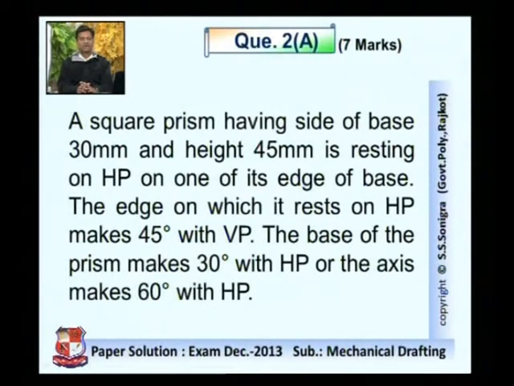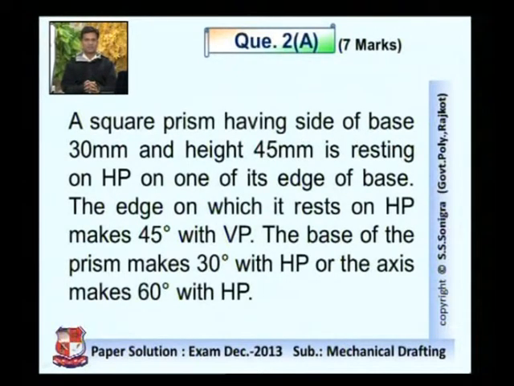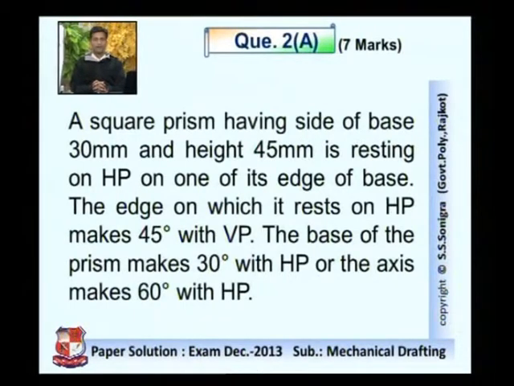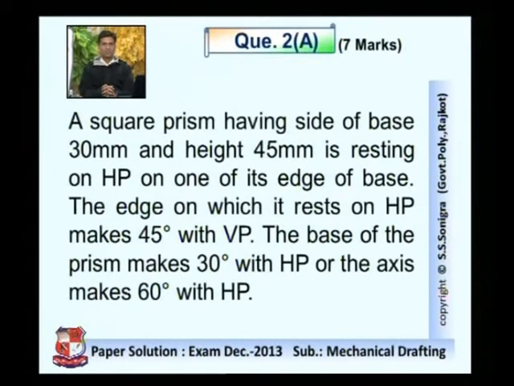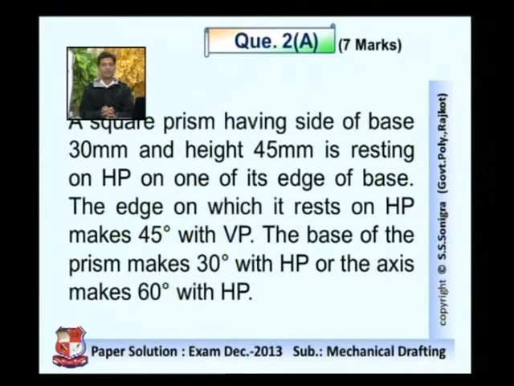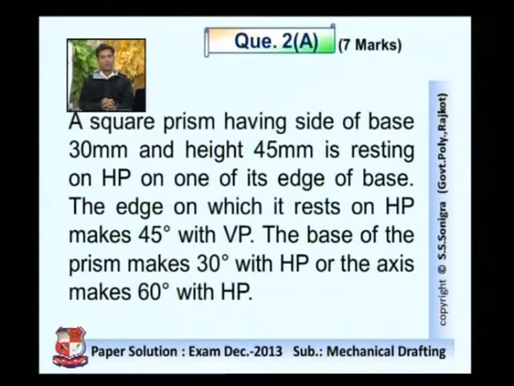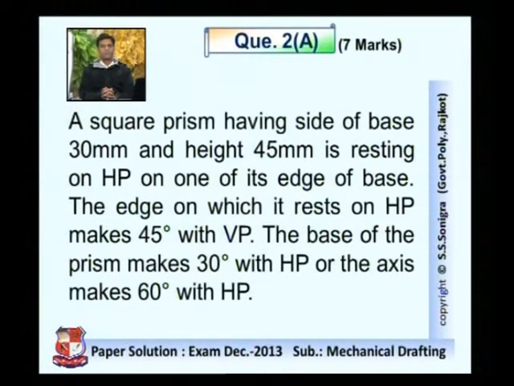In question number 2a, data is given like this, which is asked for 7 marks. A square prism having side of base 30 mm and height 45 mm is resting on HP on one of its edges of base. The edge on which it rests on HP makes 45 degree angle with VP. The base of the prism makes 30 degree with HP, or the axis makes 60 degree with the horizontal plane. So here a square prism is given and it is resting on one of its base edges.